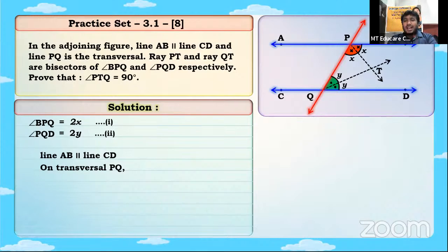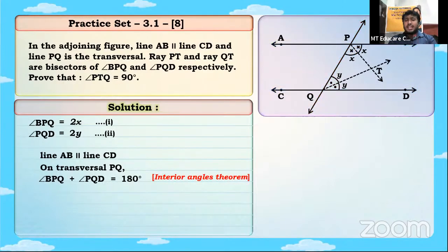Wow, superb. They are interior angles. Students, lines are parallel. So what can you say about interior angles? They are supplementary. Supplementary means when you add them, their sum will be 180 degree. So angle BPQ plus angle PQD is equal to 180 degree. Reason will be interior angles theorem.